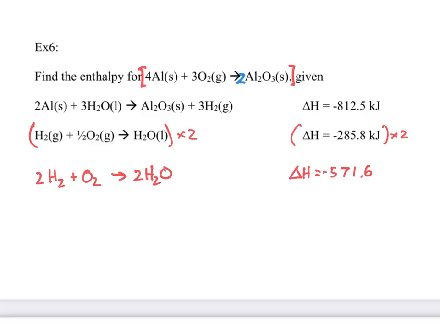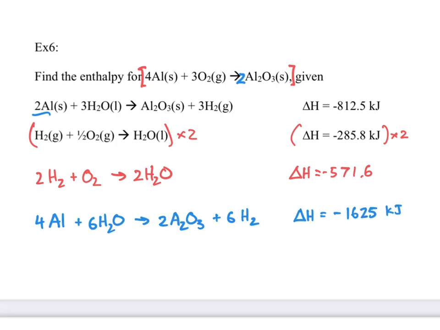Okay, so first thing that jumps out at me is the aluminums are off. So let's try doubling that first equation. Next, the equation I want doesn't have any water in it and doesn't have any hydrogen in it. So let's take my equation in red, and we're going to multiply that by 3. I picked 3 because that's the factor by which 2 and 6 differ. So if I triple that equation, that will give me 6 hydrogens on the left to cancel out the 6 hydrogens on the right.